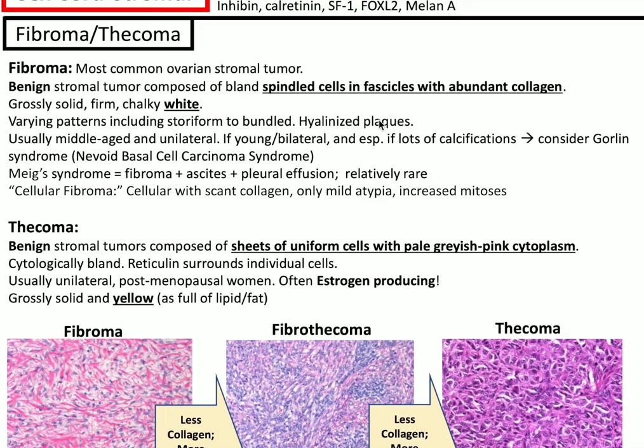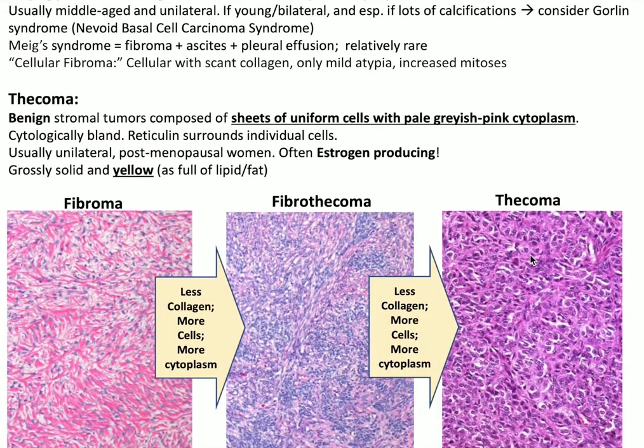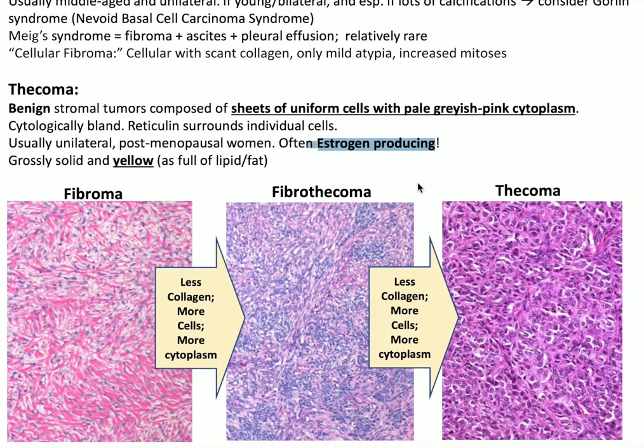And cellular fibroma is cellular with scant collagen, only mild atypia, and increased mitosis. Thecoma is a benign stromal tumor composed of sheets of uniform cells with pale grayish-pink cytoplasm. It's cytologically bland. Reticulin surrounds individual cells, in contrast to that from granulosa cell tumor. Thecoma is usually unilateral in postmenopausal women and often estrogen-producing. Grossly solid and yellow, as it's full of lipid and fat.